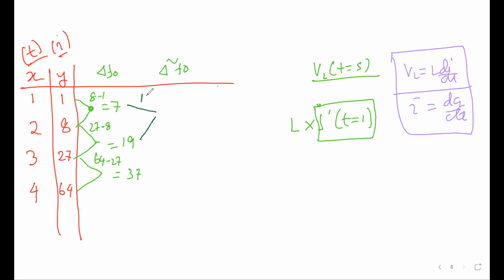Then 19 minus 7 equals 12. Then this will be equal to 37 minus 19 equals 18. Yes. Then can we calculate further? Yes, sir. 18 minus 12 equals 6. That is del 3 f0. Is it okay? Yes.